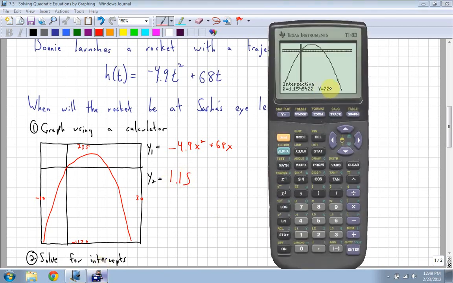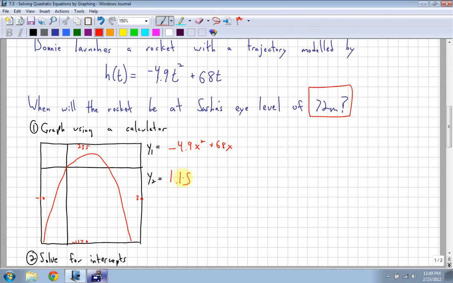And notice that y equals 72. That's good because we want the y value to be 72. So if x equals, my second function is y equals 72. And my x-intercepts are x equals 1.15.